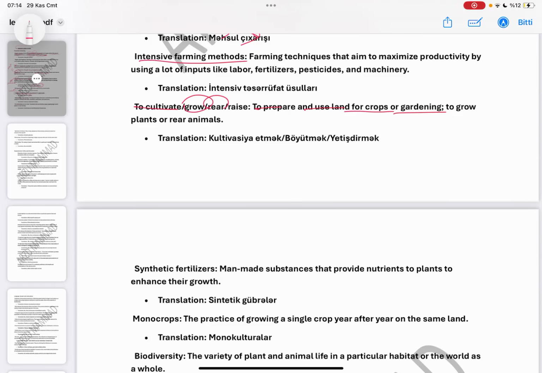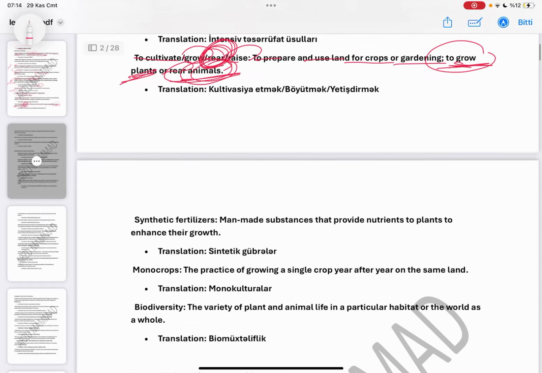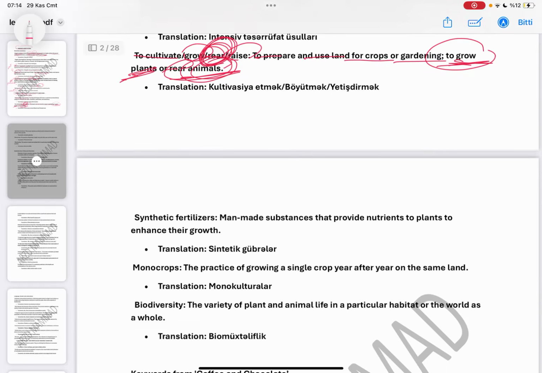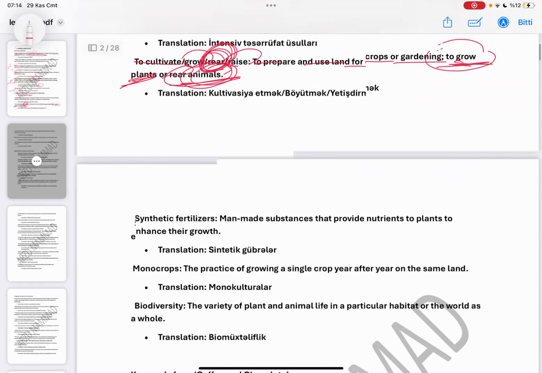Grow, rear or raise, you can use. So rear animals or grow plants. We cannot say grow animals; it is to grow plants and rear animals. So in our speaking mock exam, one of my students made a mistake, he said raise plants, if I'm not mistaken. It is grow plants, but rear animals, okay? Remember it like that.